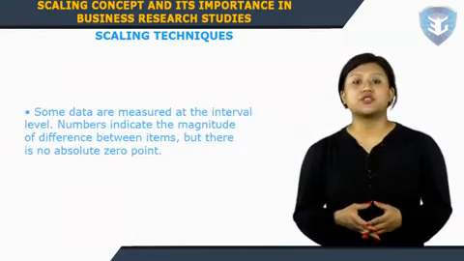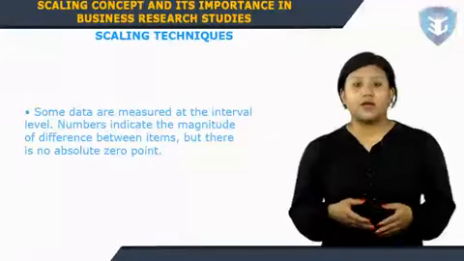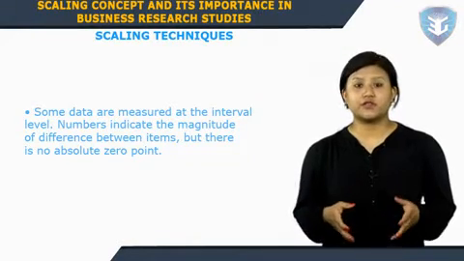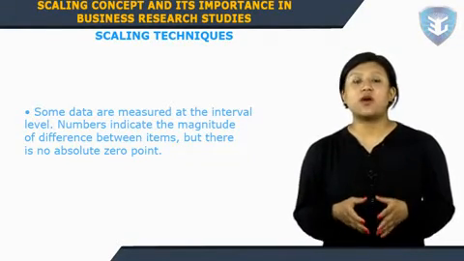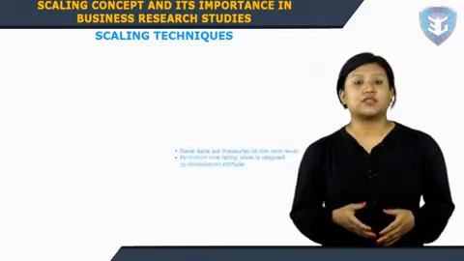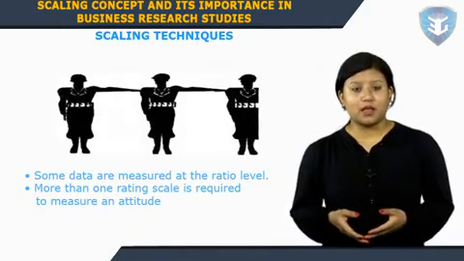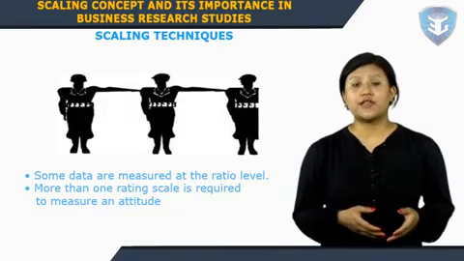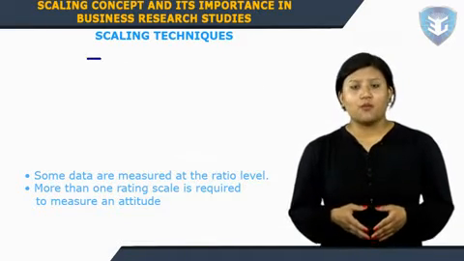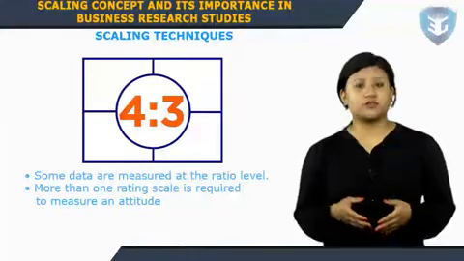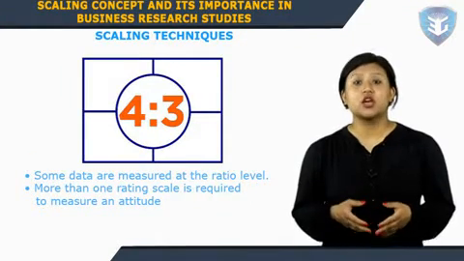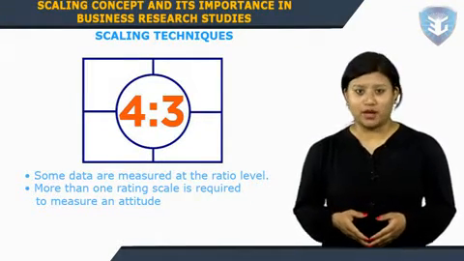Some data are measured at the interval level. Numbers indicate the magnitude of difference between items, but there is no absolute 0 point. Some data are measured at the ratio level. Numbers indicate magnitude of difference and there is a fixed 0 point. More than one rating scale is required to measure an attitude or perception due to the requirement for statistical comparisons.